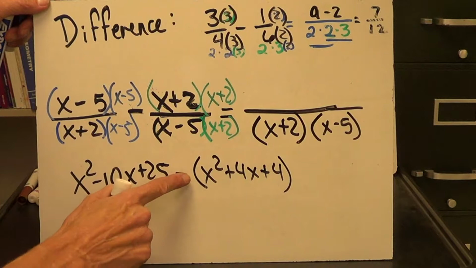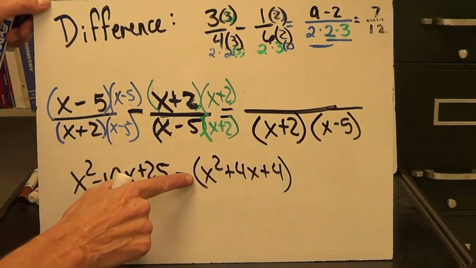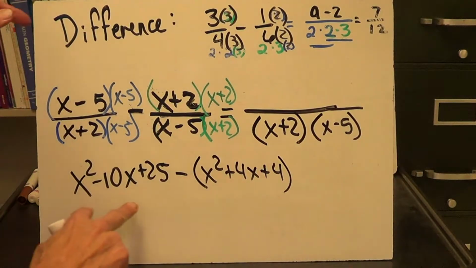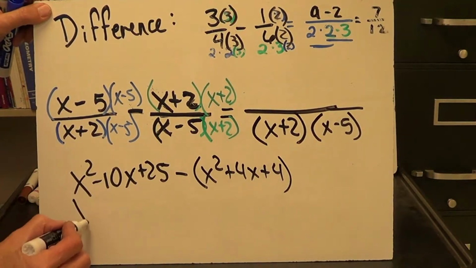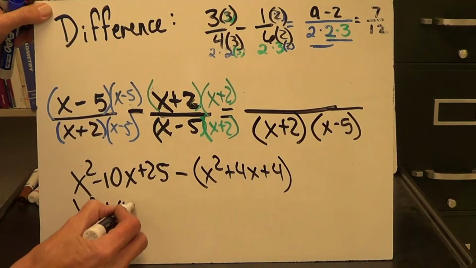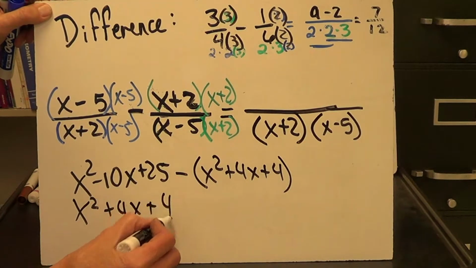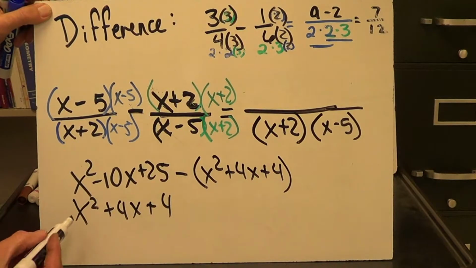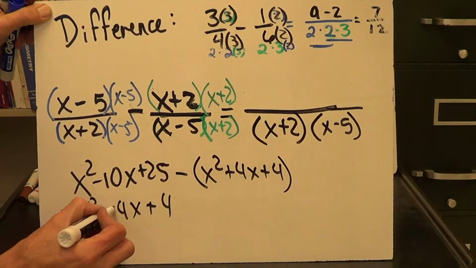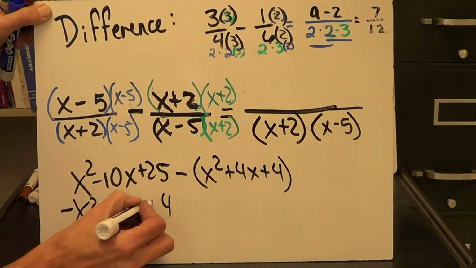we are subtracting. That's why I put the parenthesis around that, because you can either distribute the negative to all, or you can write this underneath the like terms and then distribute the negative. So I have x squared plus 4x plus 4. Now because I'm subtracting, I'm going to subtract each one: minus x squared, minus 4x, minus 4.